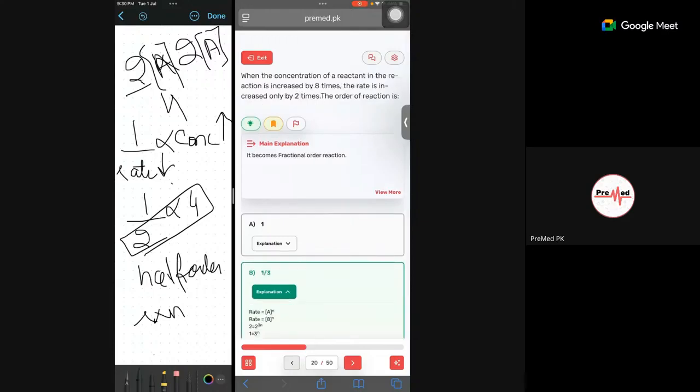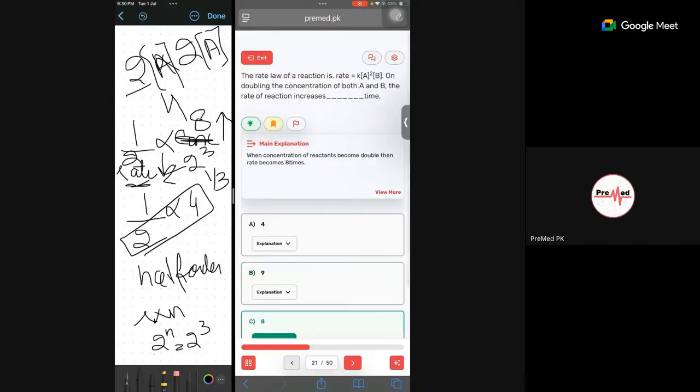Okay. Next we have, the concentration of a reactant in a reaction is increased by 8 times. The rate is increased by 2 times. Well, it's very simple: 2 to the power n is 2 to the power 3. We are seeing that the rate is increased only by 2 times, and the concentration is 8 times, which means 2 to the power 3. If we work it out, then we get the answer 1 by 3. The value of n is going to be 1 over 3.